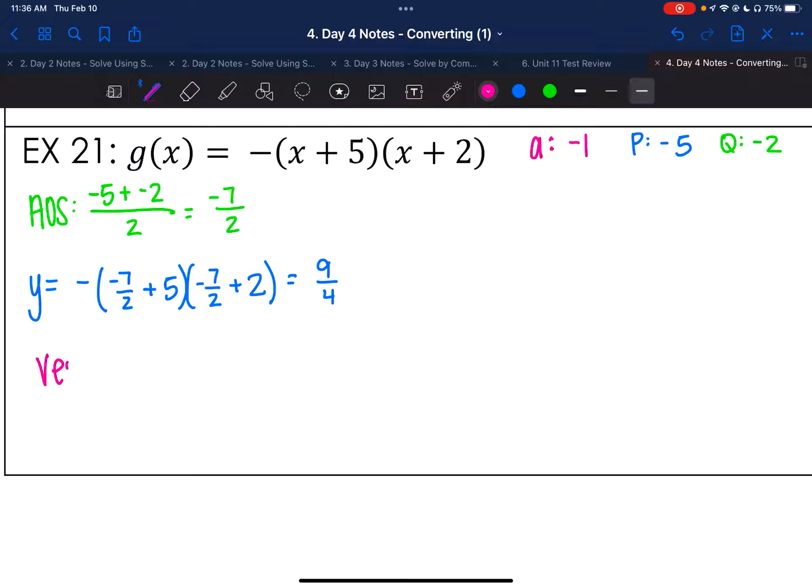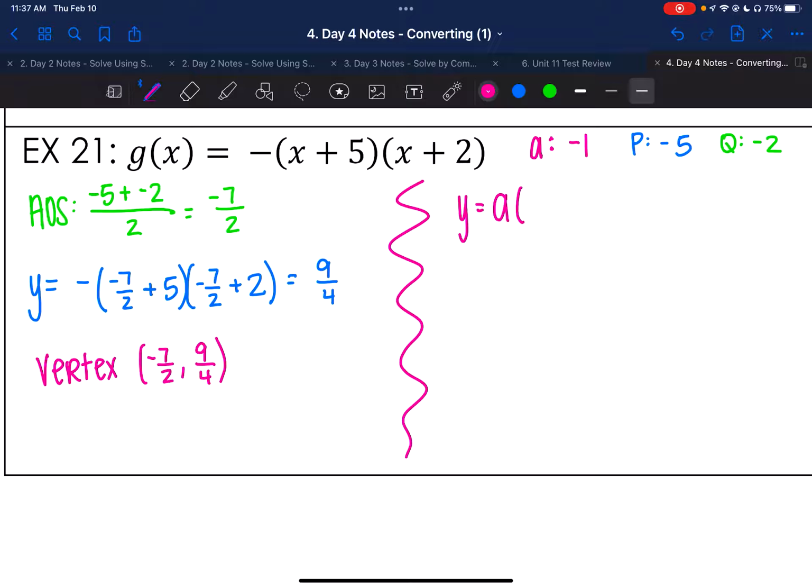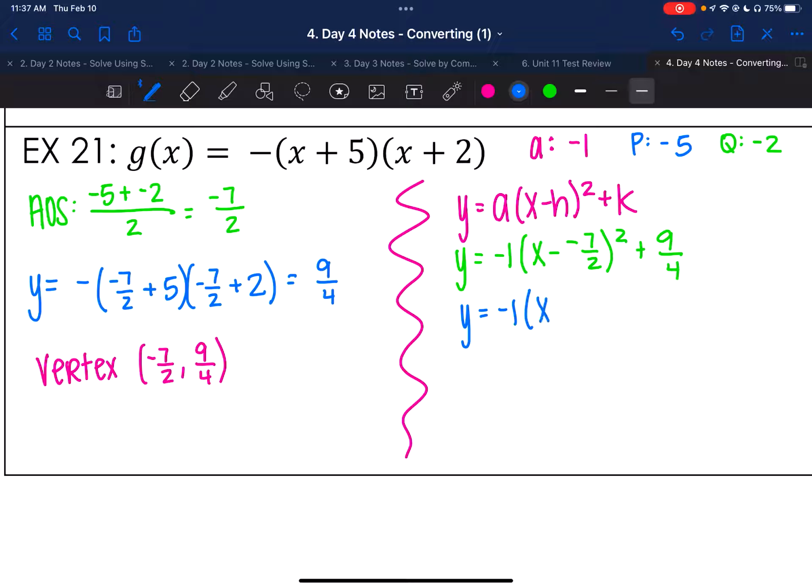So now we know our vertex, which is negative 7/2 and 9/4. And we'll plug that into vertex form, where my a value is negative 1, my h value is negative 7/2, and my k value is 9/4. We'll go back in and simplify. We also have negative 1 times x, and instead of minus a negative, we'll do plus 7/2, plus 9 over 4.